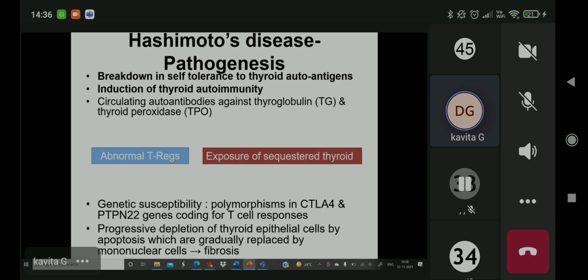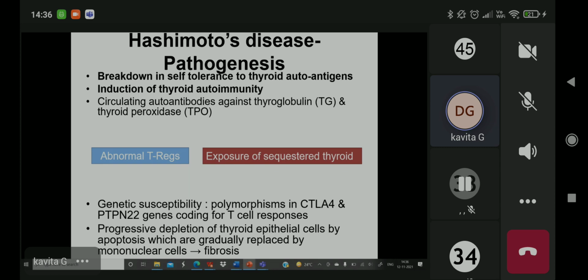What is the pathogenesis? So generally, thyroid autoantigens are tolerated well by the self. Here, there is breakdown in self-tolerance. Second point, there is an induction of thyroid autoimmunity. Everybody is against the poor thyroid. So there are circulating autoantibodies against thyroglobulin and against thyroid peroxidase. They won't let the thyroid work, these autoantibodies.